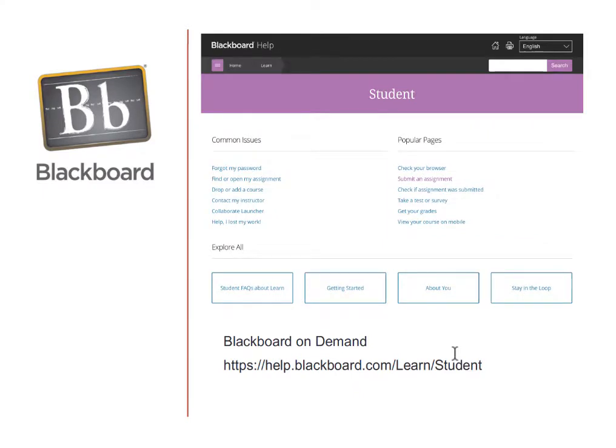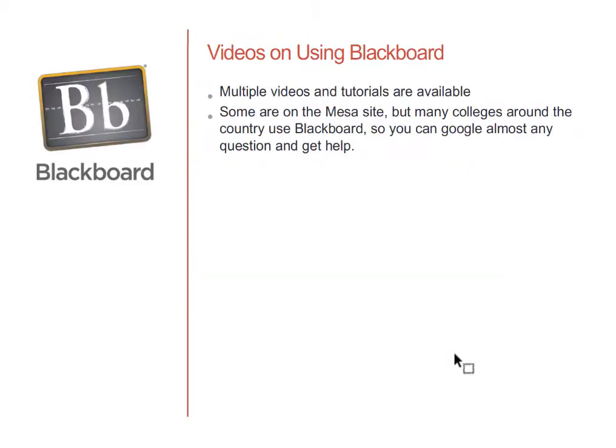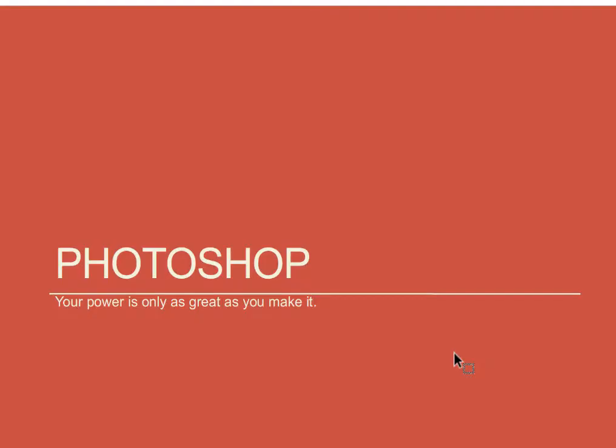And of course, Blackboard, the company itself, has links, beyond what our school provides, called Blackboard Learn. And so you can always go to their site. You see the link here as well. And these were some links put together by students as to most common questions. And as I've said, there's lots of tutorials, but the thing I want to point out is there's lots of other colleges and universities around the country that use Blackboard. So you can pretty much Google any question and get an answer.